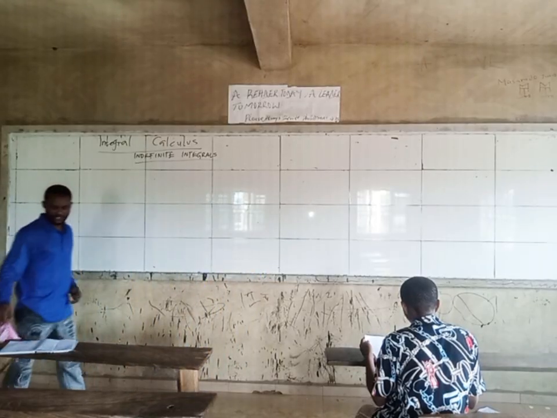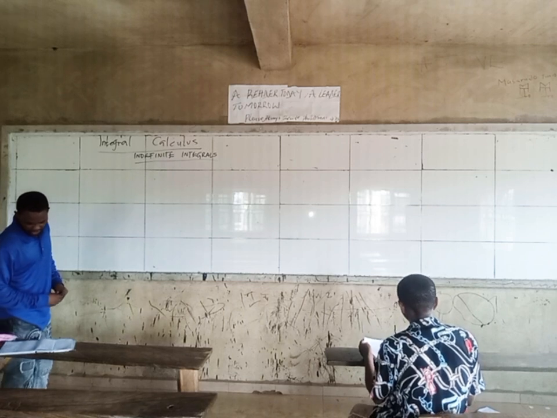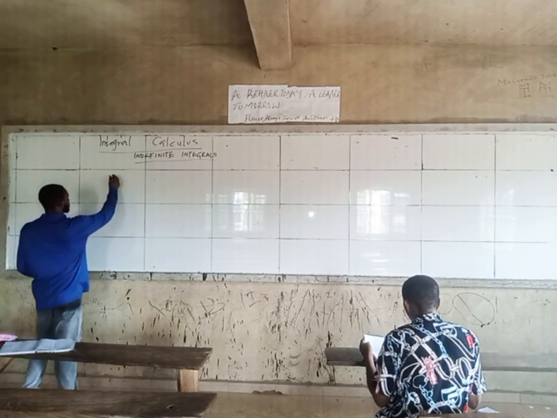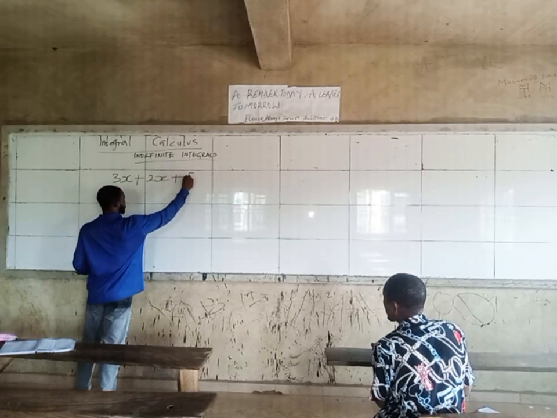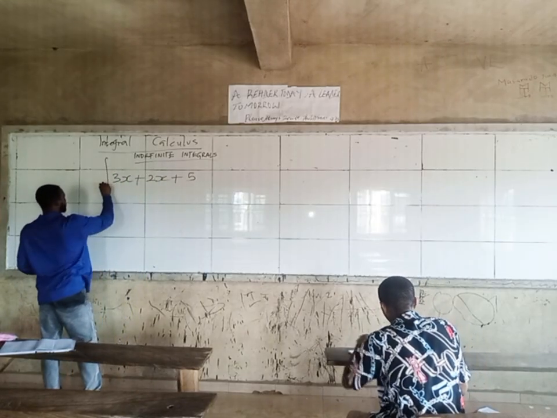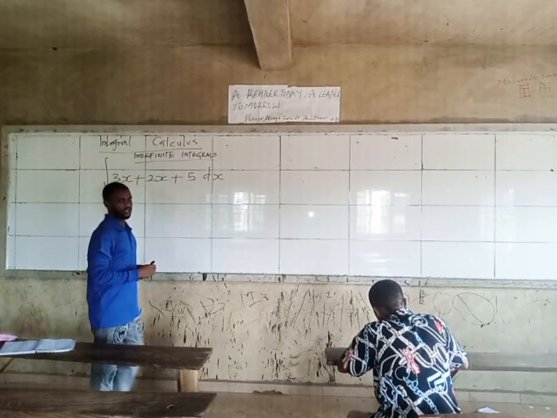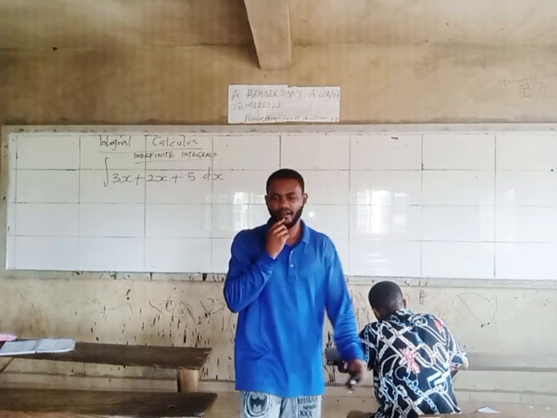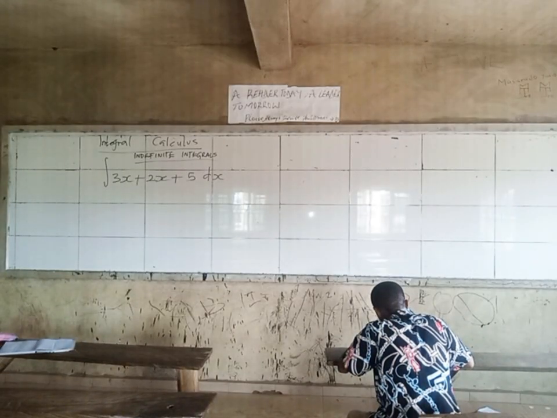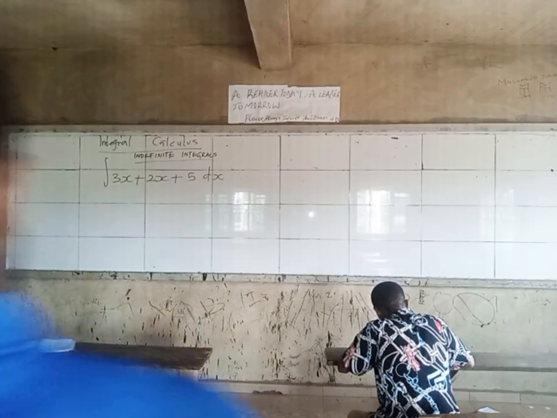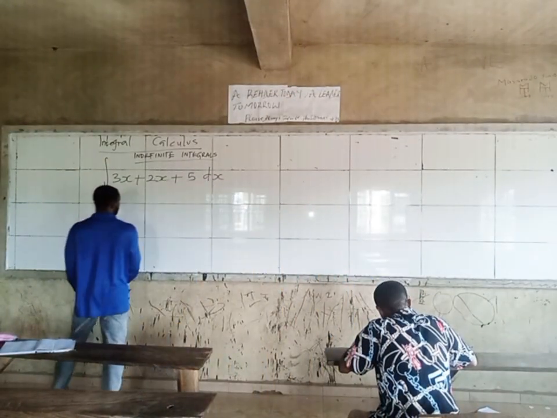So let's take the first example. The first example we have, let's say, differentiate 3x plus 2x plus 5. Integrate this with respect to x.